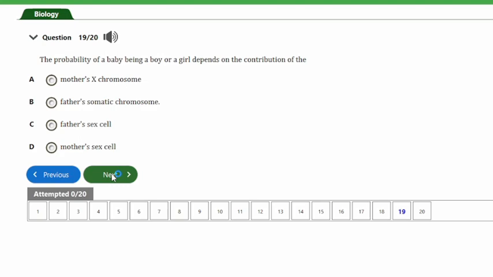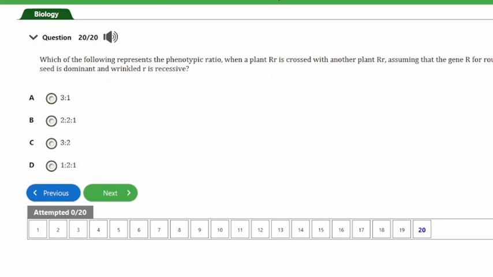It says, the probability of a baby being a boy or a girl depends on the contribution of the A, mother's X chromosome, B, father's somatic chromosome, C, father's sex cell, D, mother's sex cell. So guys, the answer to this question is option C, and that's the father's sex cell. The father's sex cell is what will determine whether the baby will be a boy or a girl, since the father has the ability to either give an X or a Y, since he has both the X and the Y. So guys, let's look at the next question, and that's the last question.